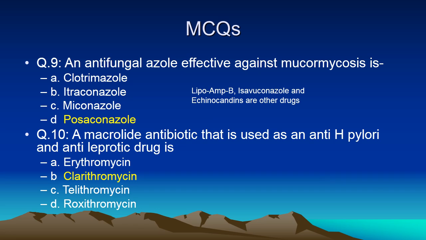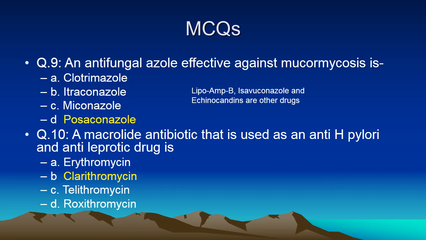Question 9: an antifungal azole effective against mucormycosis. Very few azoles are effective. One of them is posaconazole and isavuconazole. Echinocandins can also be used alone or along with them. The drug of choice always remains amphotericin B, in the form of liposomal amphotericin B.